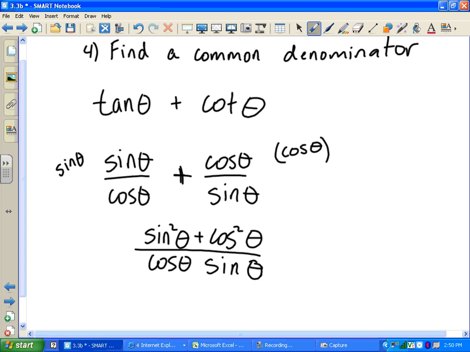And I'm not going to continue here, but if I was to continue to try to do something with verifying what this is actually equal to, you might notice, or you probably should notice, that that's a Pythagorean identity. Now, let's go to the next one.